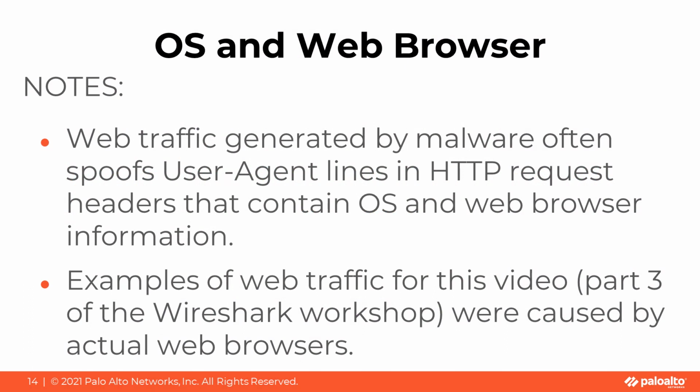In this section, we look for operating system and web browser information in unencrypted HTTP request headers. But keep in mind that malware often spoofs user agent lines that we use to identify the OS and the browser. Some web browser plugins or extensions are also able to change these user agent lines. However, the examples in this workshop video are not altered, and they were caused by actual web browsers.